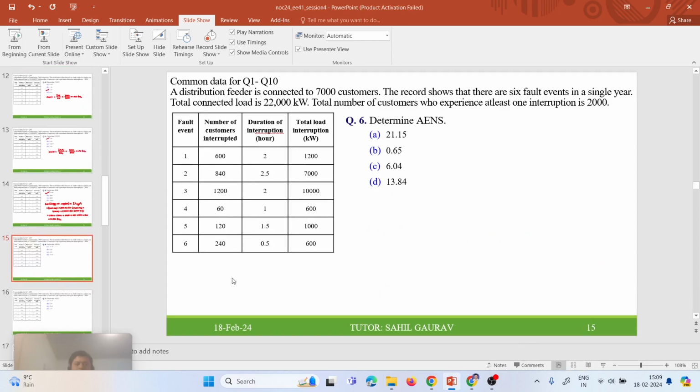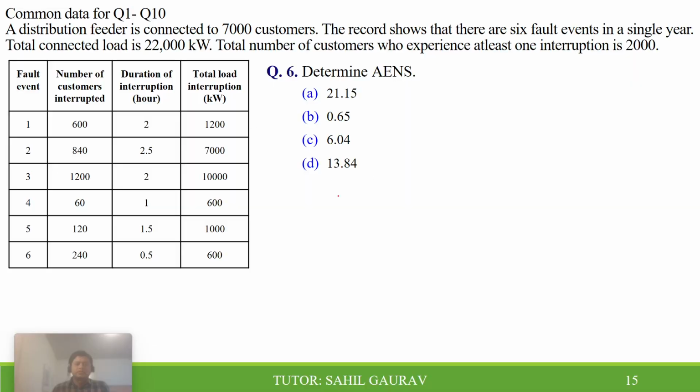Now the next term: we have to calculate the average energy not supplied. We take the average with respect to the total number of customers served. So the average of energy not supplied with respect to the total number of customers served, that is NT, comes as 42,300 divided by the total number of customers served, which is 7,000. So this will give you 6.04.